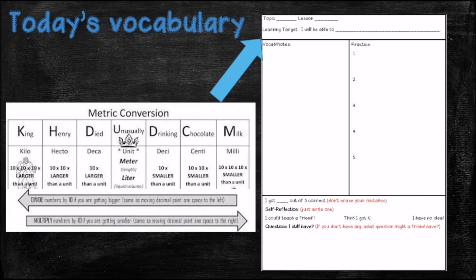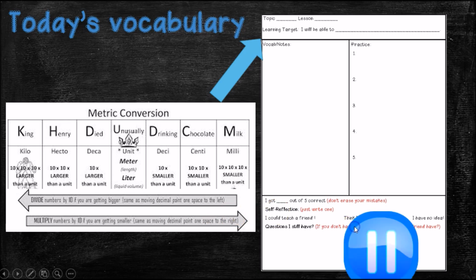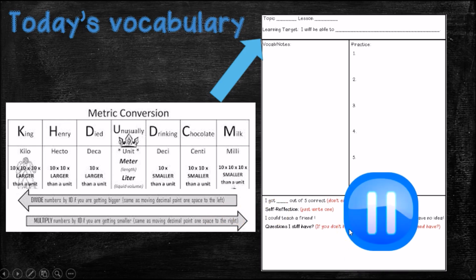Okay, we have the same vocabulary that we did yesterday, but I want you to go ahead and write it down again, because by writing it down over and over, it's going to remind you exactly what you need to write down so you can remember how to convert metric units. Remember, we have King Henry died unusually drinking chocolate milk. I want you to write that in, write in what those stand for, and then the arrow to the left that says divide and the arrow to the right that says multiply. Go ahead and pause the video and come back when you're done.